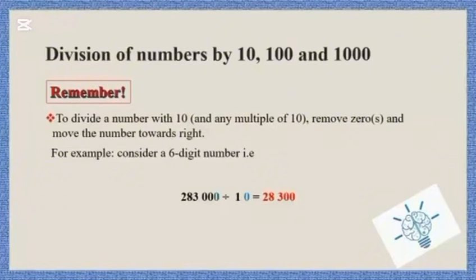28,300. Similarly, when you divide the same number by 100, you get 2,830. Now what has happened here? The two zeros in the 100 have cancelled out the two zeros at the unit place and the tens place of the number 283,000. So what is remaining is 2,830. Similarly, if you divide the same number by 1,000, you get 283.